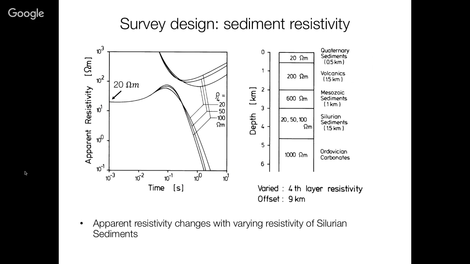And then you could also vary the resistivity of the sediments to be anything from 20 to 100. And again, you're affecting the data. So it's a crude survey design, but it shows you, okay, I changed the model, I've got some sensitivity to that, and maybe then the experiment will be okay.